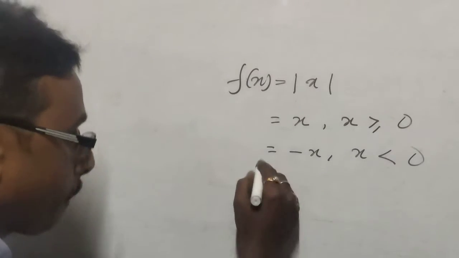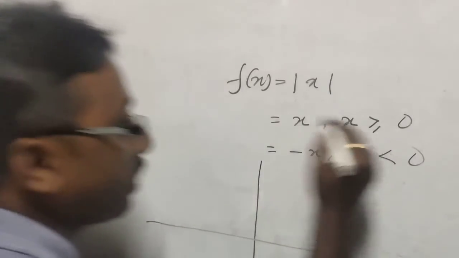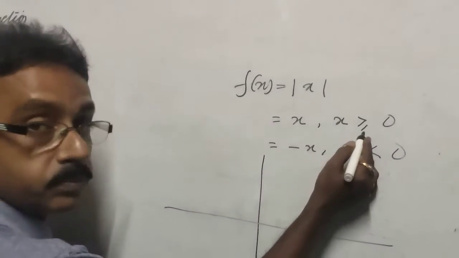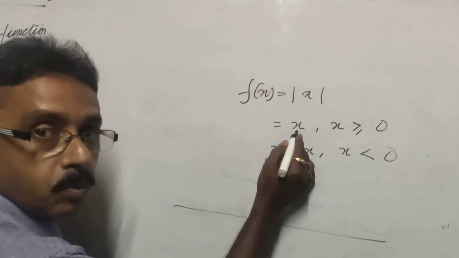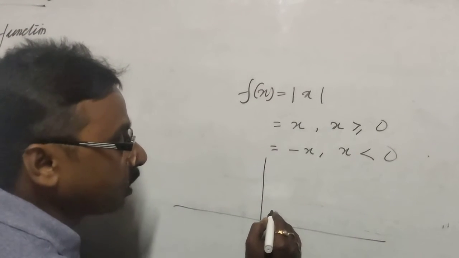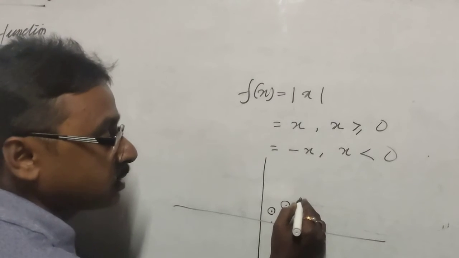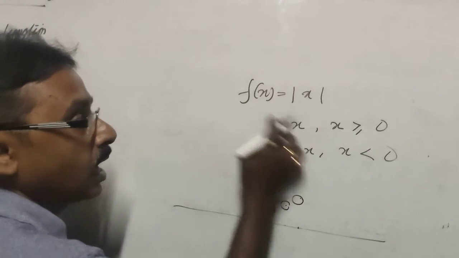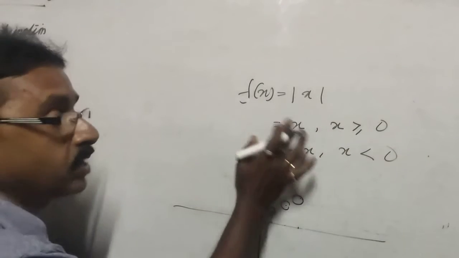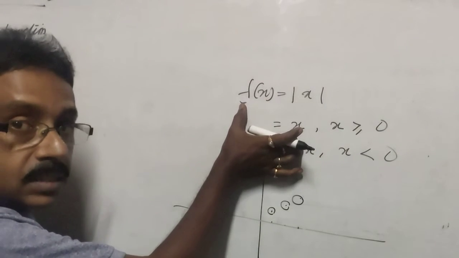Let us take x as a positive number, x is plus 1, then f(x) is 1 only. So for 1 it is 1, x is 2, it is 2, x is 3, it is 3. Whatever x I take, f(x) is the same. That means it is the identity function for this part. f(x) is equal to x, identity function.